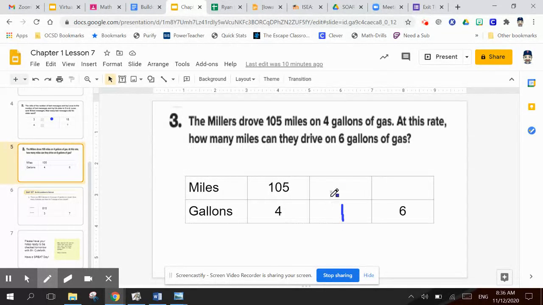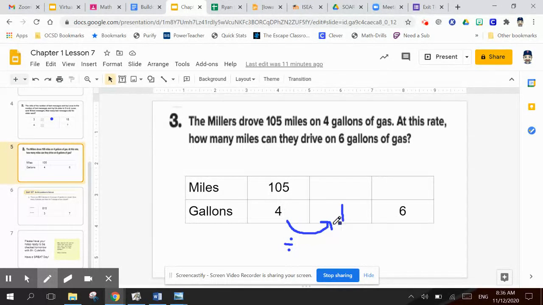How many miles can I travel with 1 gallon of gas? So to do that, I'm going to go like this. My numbers are getting smaller, which means I need to divide.